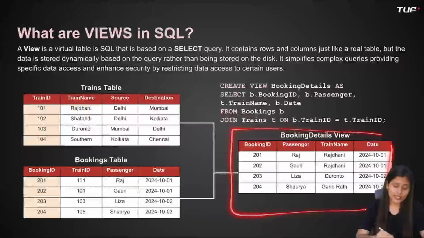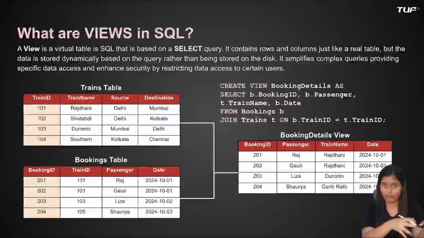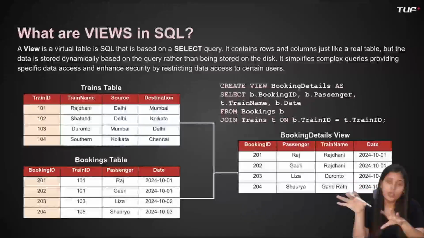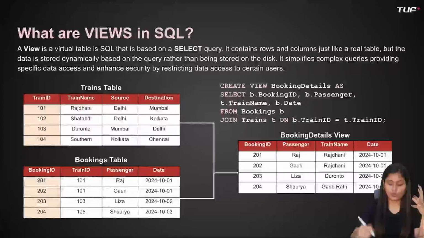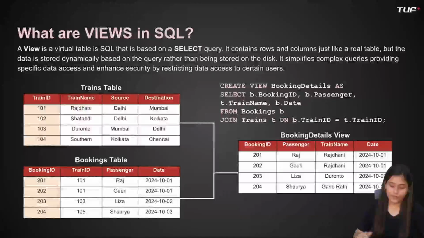This is not an actual table. The train table and booking table are actual tables storing the data in physical space somewhere. But a view is something where the data is dynamically stored, basically to represent how the data looks, but it does not mean that it is creating special memory just to store this booking details view and then showing it to you. It's nothing like that.